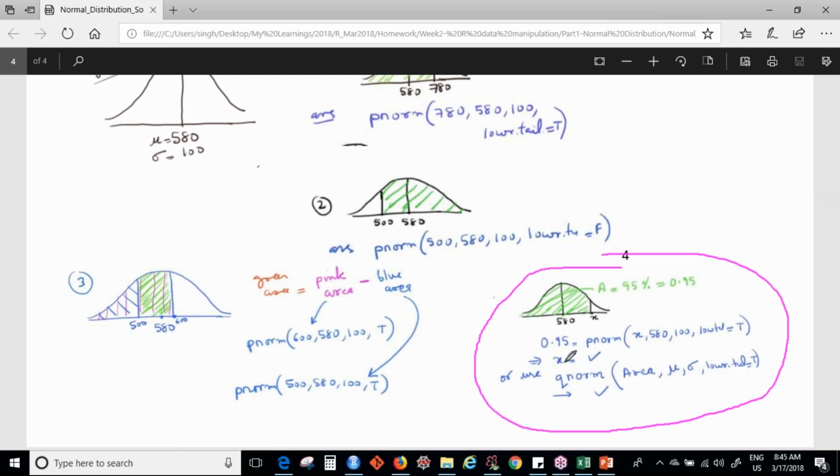What is 680? Jagdish, are you asking something? Okay, so Neha, is that clear now?